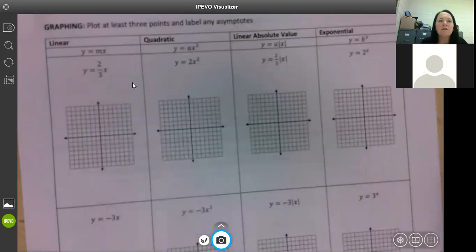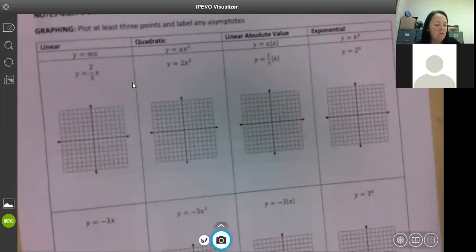The first thing that we're going to talk about is graphing these coordinates. What we're going to do is go down through the linear column first, and then we'll move to quadratic, linear absolute value, exponential. If for some reason we run out of time, we can always back this up, so don't stress out about it. I am not going to do every single problem because we have a lot to get through, but I may do just a couple of them.